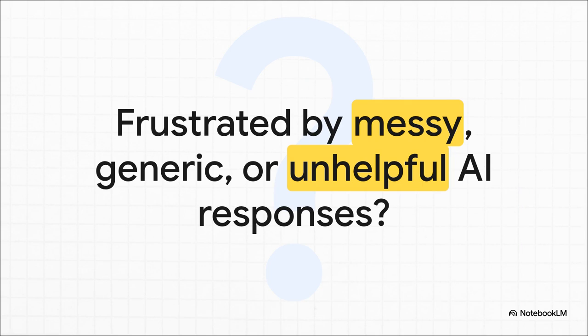You've been there, right? We all have. You ask the AI for something, and what you get back is this giant, messy wall of text. It's confusing, it's disorganized, or maybe it just totally misses the point. It is so frustrating. But here's the thing. What if the problem isn't really the AI? What if it's the way we're asking?